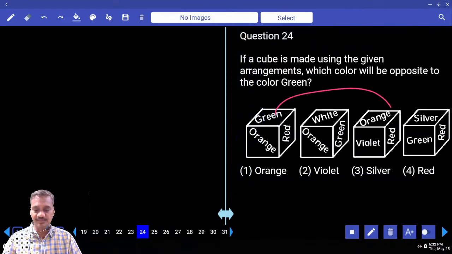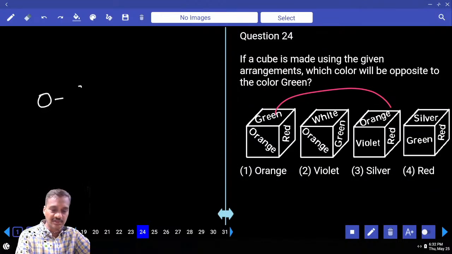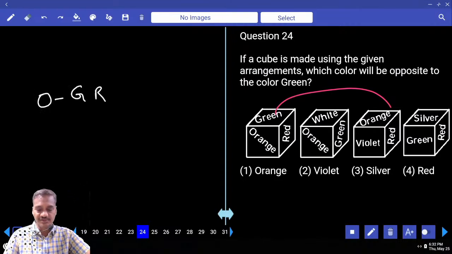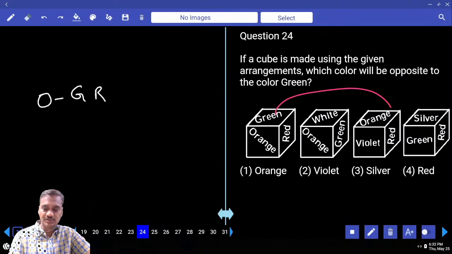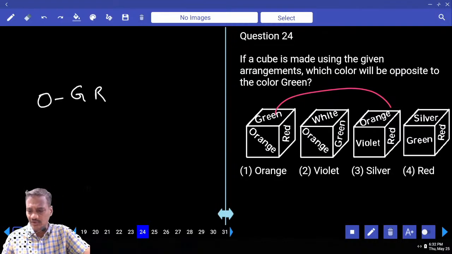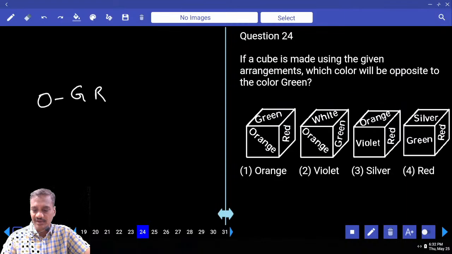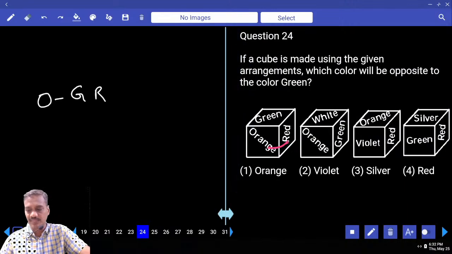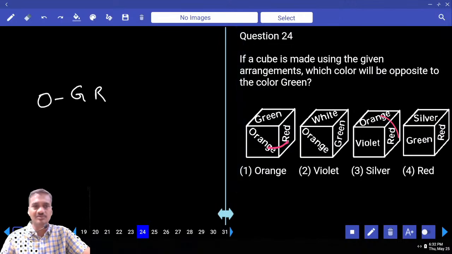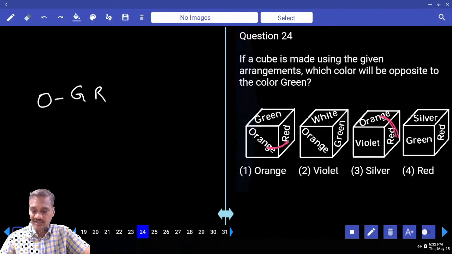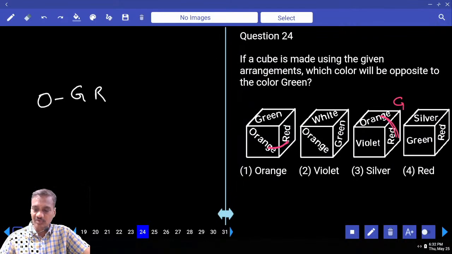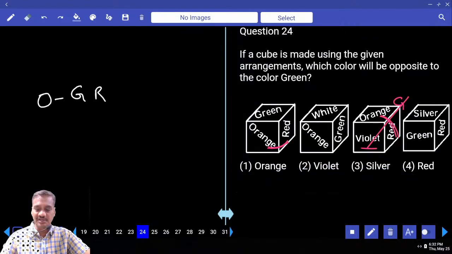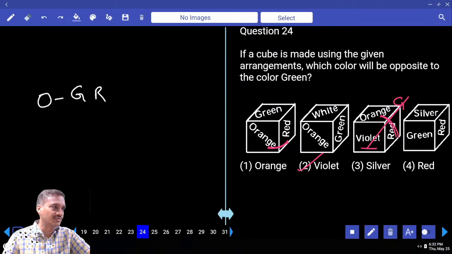Then if you use 1 and 3, orange's opposite. Now to this orange, green and red are adjacent, isn't it? Here violet and red are adjacent. Now for green, red and orange are adjacent to green, isn't it? And adjacent to red and orange is violet. Next to red and orange is green, and on the other side is violet. So green and violet are opposite. Choice 2 for question 24.